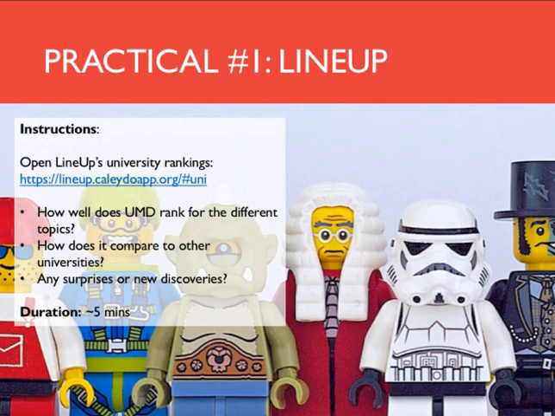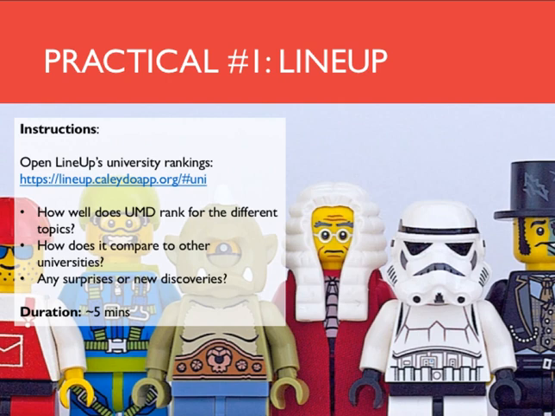They're at this list. This is all web-based, so you don't have to download anything. So click on that link. It's also provided in the Canvas version of the course. And then I want you to just look for things like, how well does UMD rank for the different topics that are listed there? How does it compare to other universities? Are there any other things that are surprising or new discoveries that you make in there? These are classic kind of analysis questions. Lineup supports the analysis task that these kind of questions hit on.